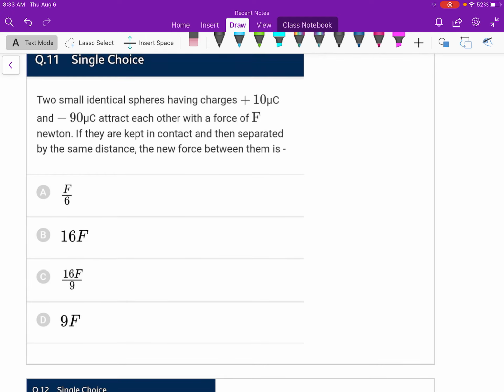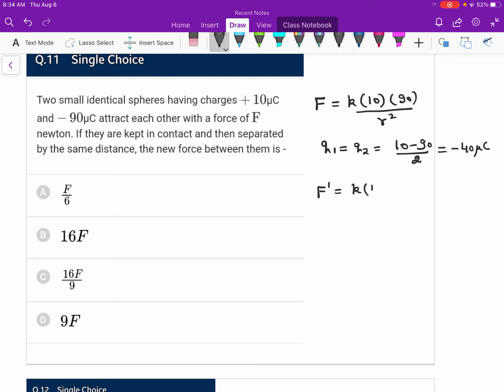Two small identical spheres attract each other with a force F. They are kept in contact. So first F is K into 10 into 90 upon R square. Now when they are kept in contact, Q1 equals Q2 equals (10 minus 90) by 2, which is minus 40 microcoulomb. So now the force between them is K into 40 into 40 upon R square. So F dash upon F is 16 by 9. So F dash is 16 F by 9. So C is the correct option.